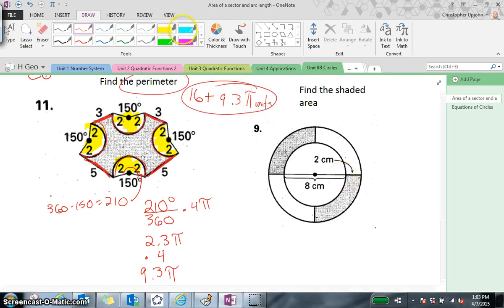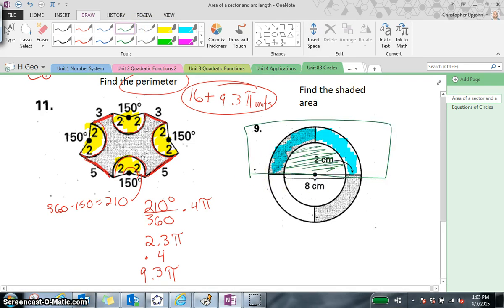Now over here, number 9, we did one like this in class. This shaded region on the bottom is just like this. So we're going to find the area of that blue part, and we're going to subtract off this green. So we're just looking at the top half of our circle. So we're looking at a semicircle. So we have 2 circles we got to deal with here. We want the area of the big sector minus the area of the small sector.